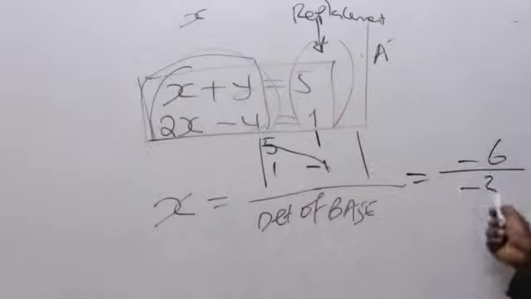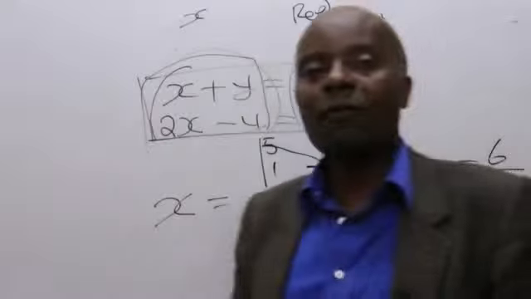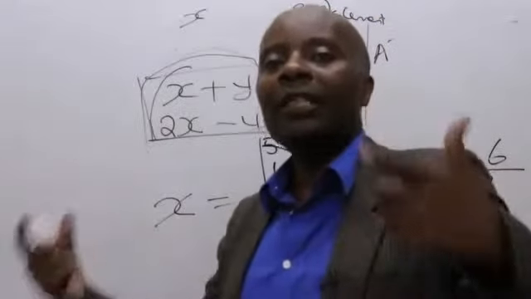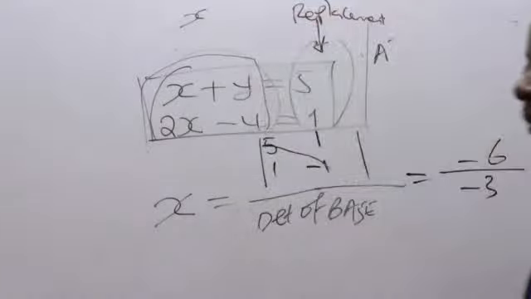Minus 3. So if you do it that way, you'll be able to see that you are getting the same figure that we got using the other method. We'll be able to see, ladies and gentlemen, for the base was negative 3. We'll be able to see that minus 6 divided by minus 3, giving us what figure here?